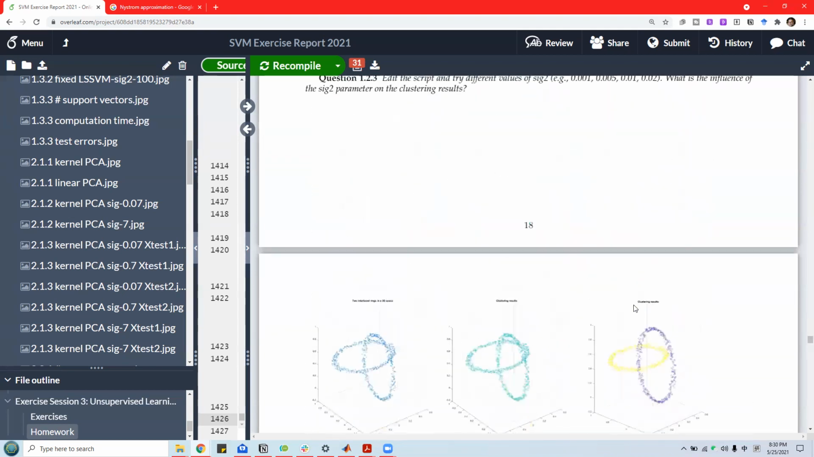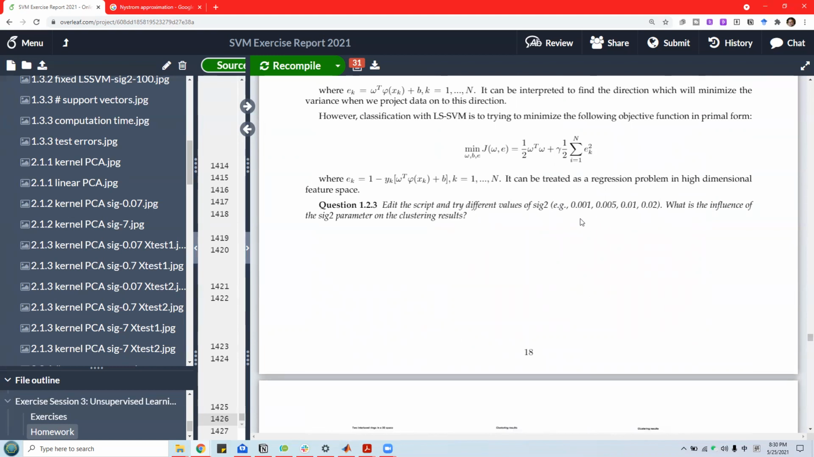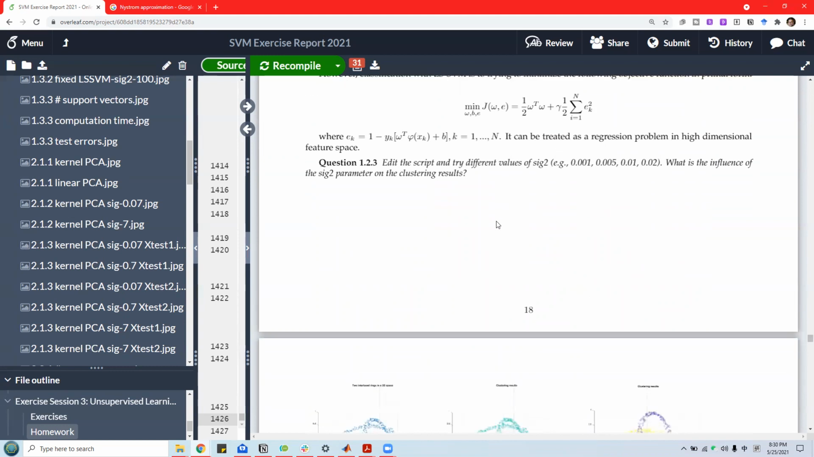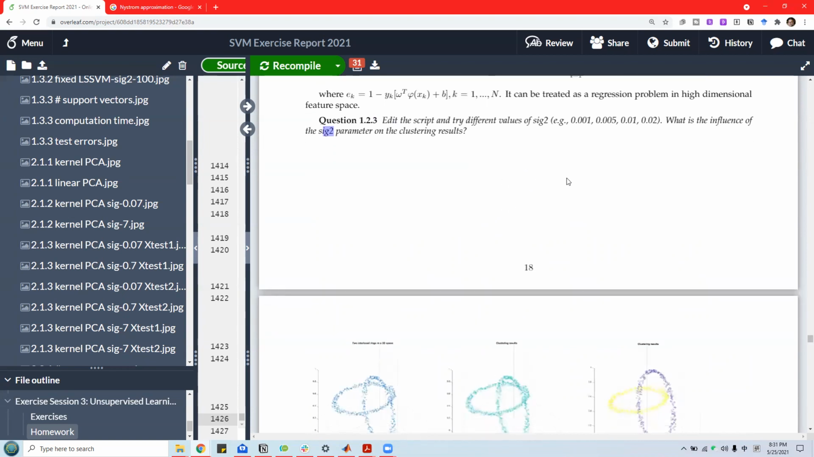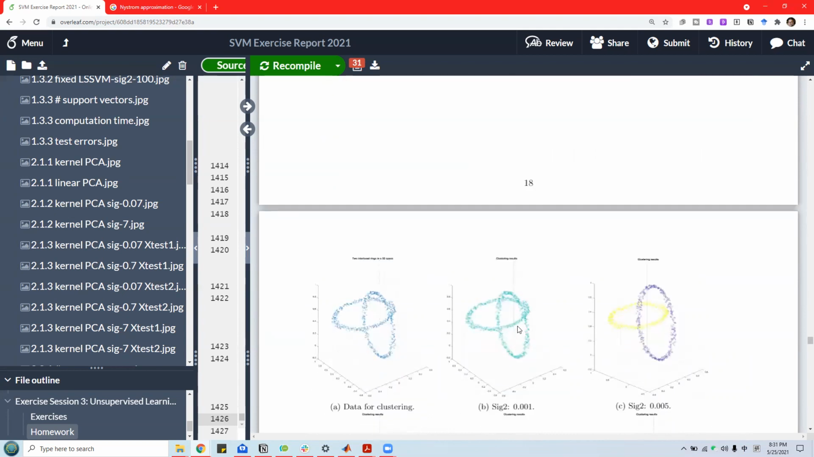So again, what is the influence of sigma 2? You might want to recall that in the previous exercise, sigma 2 represents the influence of each data point. The bigger the sigma 2, the larger the influence range of each data point. So in the beginning, because it's really small, this is okay. So this is just purely my opinion, just for the record.